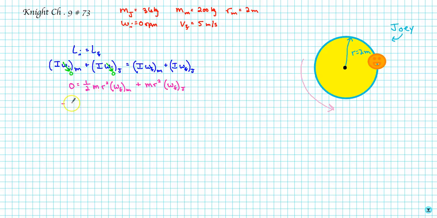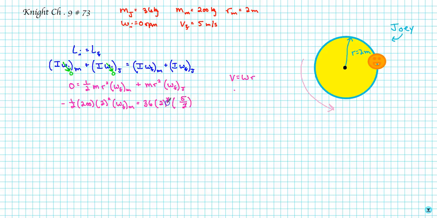Bringing things over to the other side, we'll bring the angular momentum of the disk over. We'd have 1/2 an m of 200 with a radius of 2 squared, times the final rotational speed of the merry-go-round, and that's going to be equal to Joey's moment of inertia of 36 times 2 squared. Then his angular velocity comes from the relationship we've seen that the linear velocity is equal to the angular velocity times the radius. So solving for that, it would be v over r, which would be 5 divided by 2.